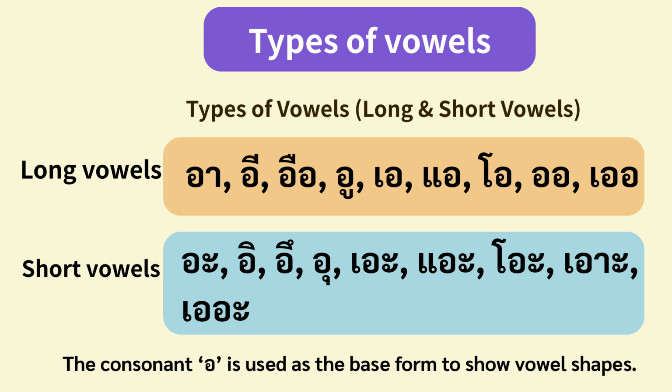Here, I'll explain the vowels in Thai. Thai vowels come in 2 types: long vowels and short vowels. The top row shows the long vowels. These are vowels that are held longer, like a, e, u, e, o. The bottom row shows the short vowels. These are pronounced briefly, like a, e, u, e, o. In this slide, the consonant ao is used to clearly show the shapes of the vowels.